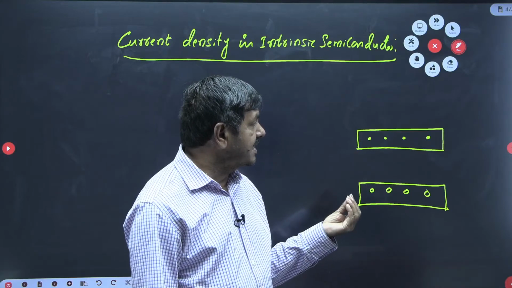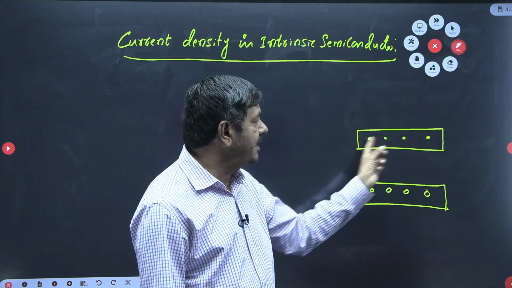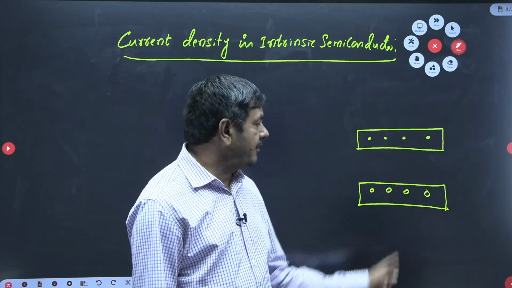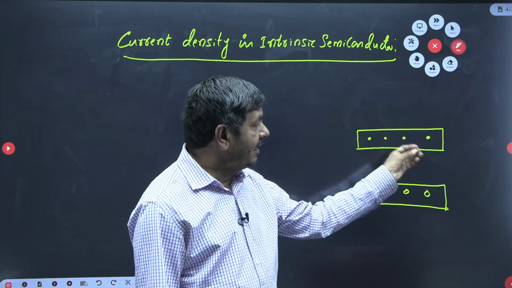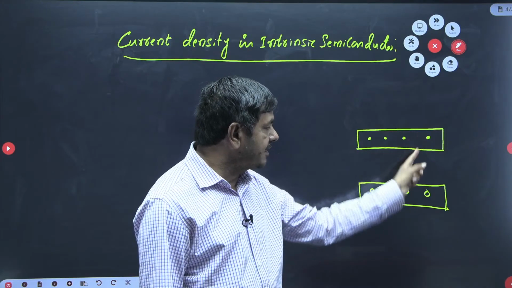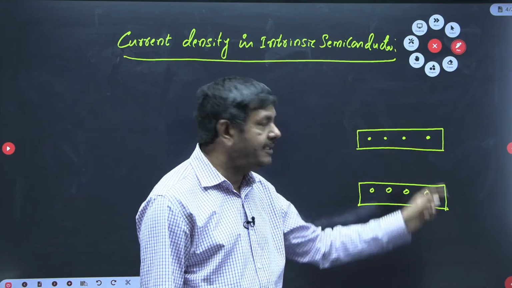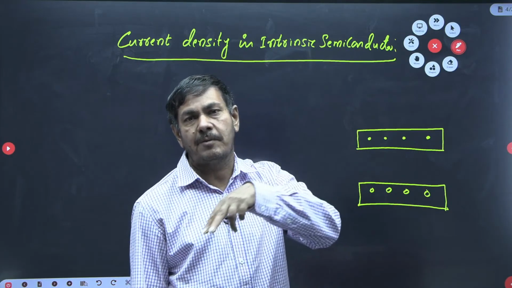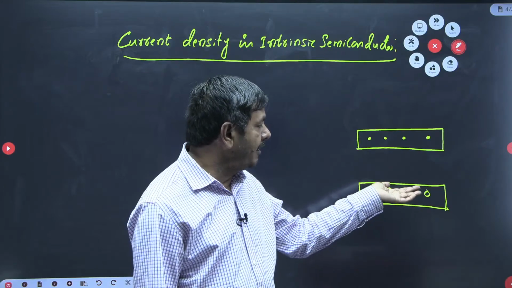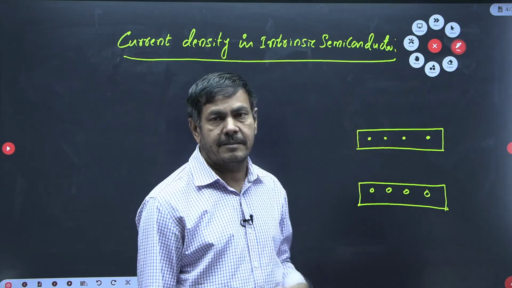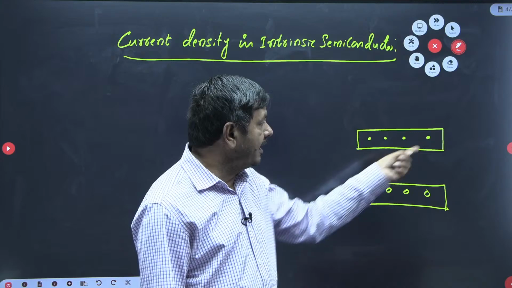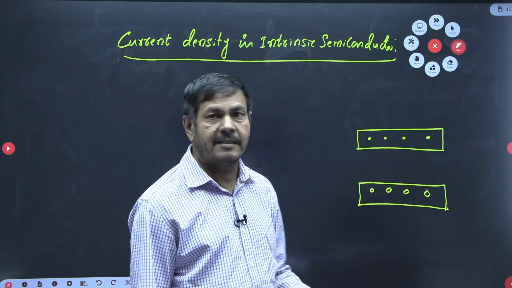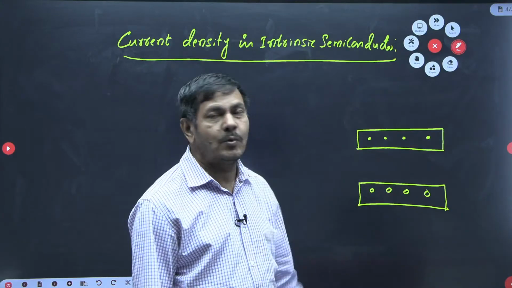For a few seconds only they are going to stay in the conduction band. After some time, the electrons will try to come back and fall in the what now? Hole. That means recombination of the hole is possible. Initially, a number of electrons are generated in the conduction band. Then the electrons will try to fall in the valence band and recombine with the hole.